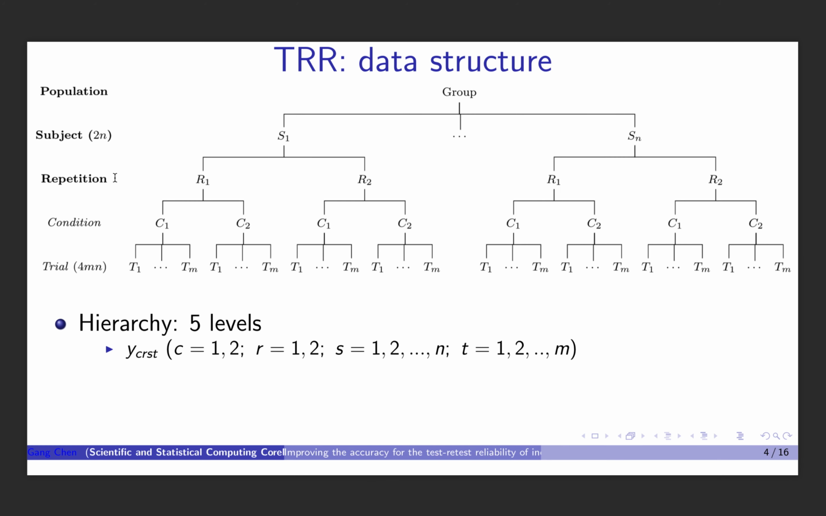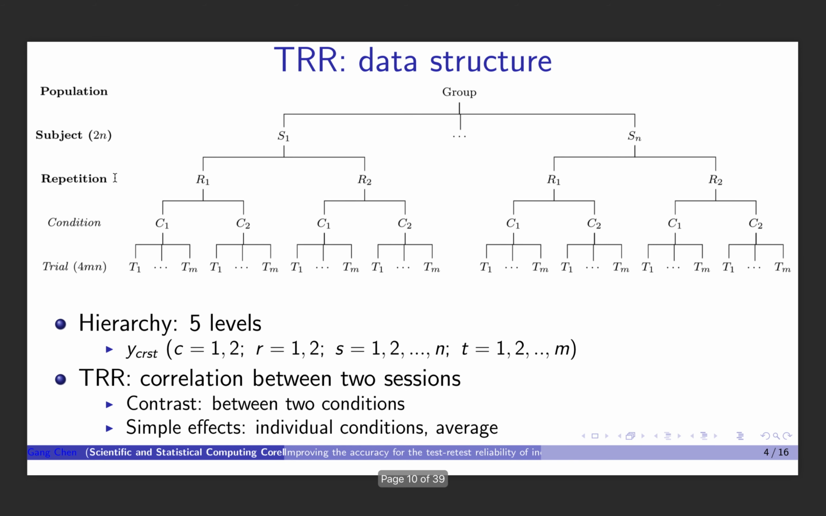We use 4 indices to indicate those 4 levels. The top level, population, we don't need the index. So we have the raw data in neuroimaging. The data is basically the beta values at the trial level. So again, we use 4 indices to indicate the hierarchical structure of the data.